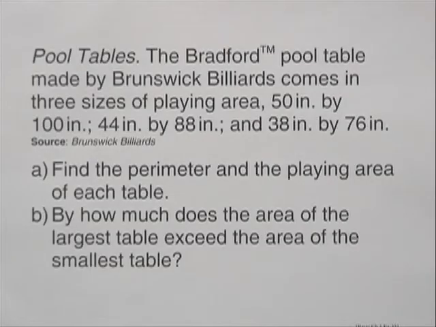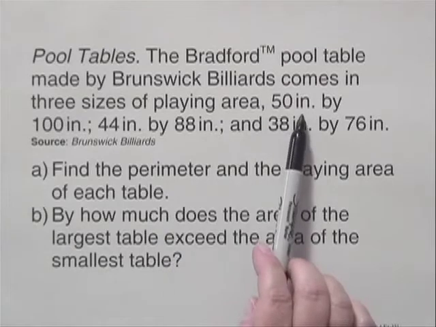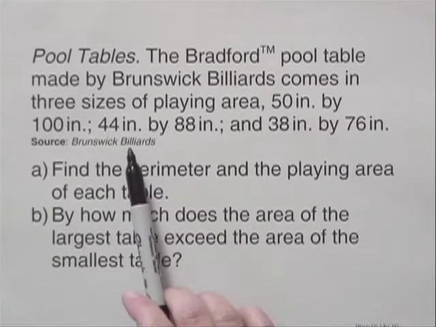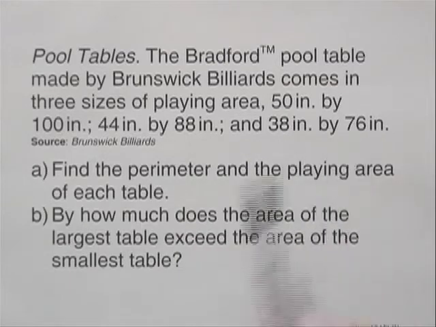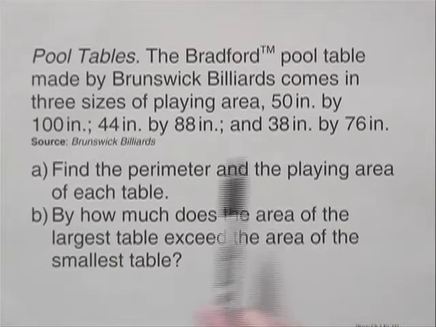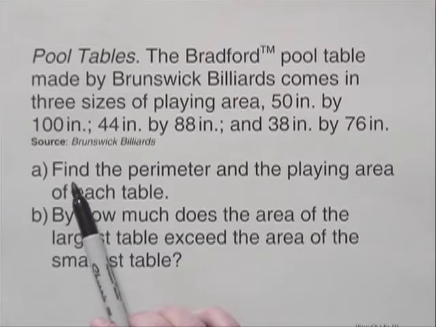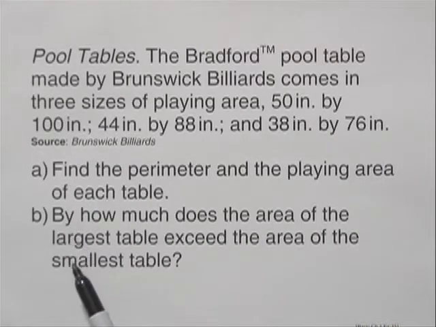The Bradford pool table made by Brunswick Billiards comes in 3 sizes of playing area: 50 inches by 100 inches, 44 inches by 88 inches, and 38 inches by 76 inches. We're asked, first of all, to find the perimeter and the playing area of each table, and then by how much does the area of the largest table exceed the area of the smallest table.